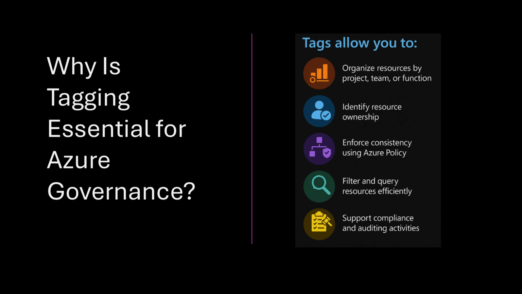One of the most valuable uses of tagging is cost allocation. When you tag resources with values like cost center, department, or project, you can generate detailed cost reports in Azure Cost Management. This enables accurate chargebacks to business units and budget tracking across departments. Without consistent tagging, you lose the ability to see who's spending what, and that can quickly lead to budget surprises.